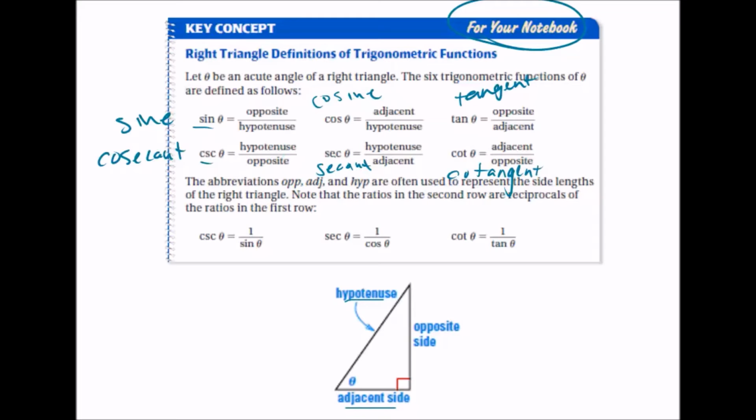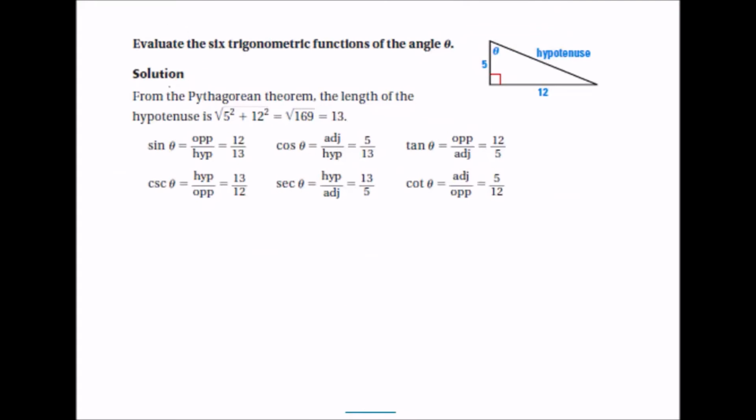And these other ones are just flips. So cosecant is flipped of sine, secant is the flipped of cosine. See how they just flip what's on the top, what's on the bottom here? And cotangent is just the flipped of tangent. So how do we actually use these things? Let's say we have this problem. It says evaluate the 6 trigonometric functions of the angle theta. Remember, those are all the ones we talked about. Sine, cosecant, cosine, secant, tangent, cotangent.